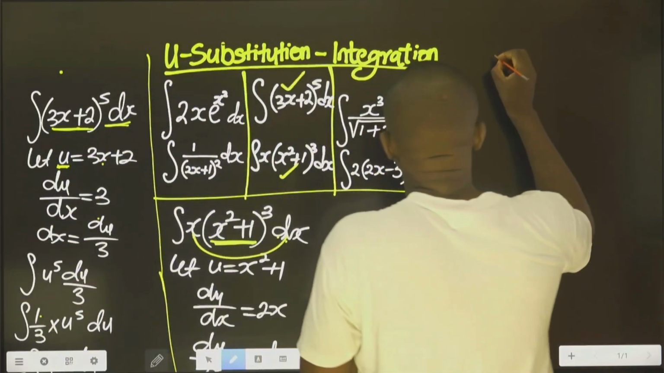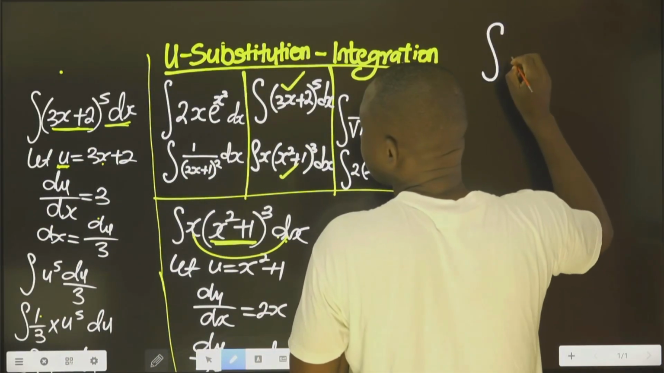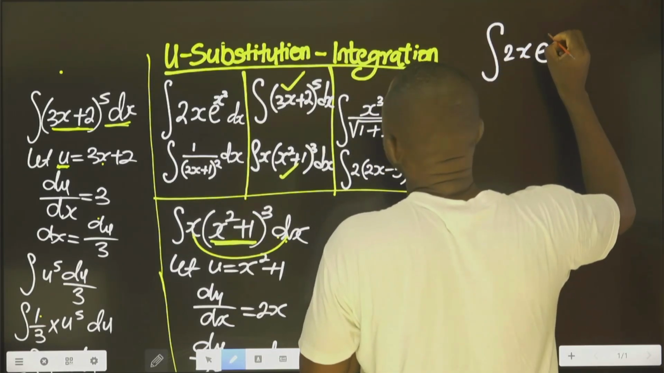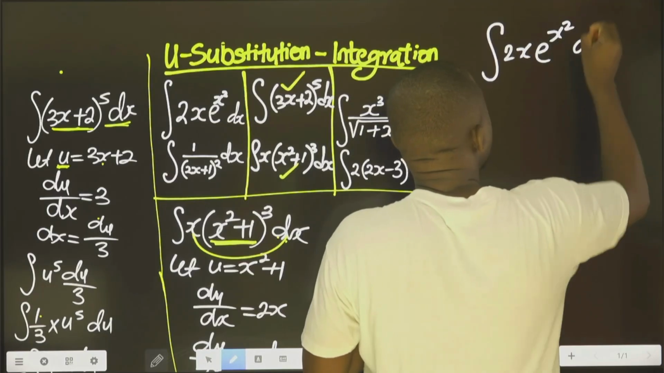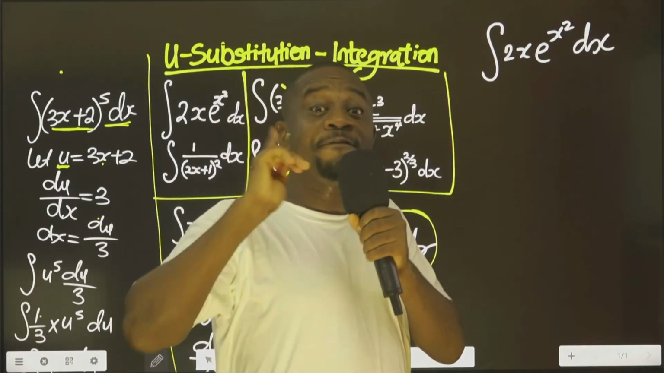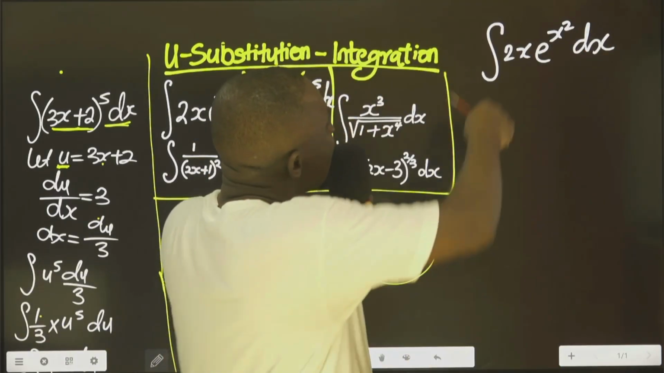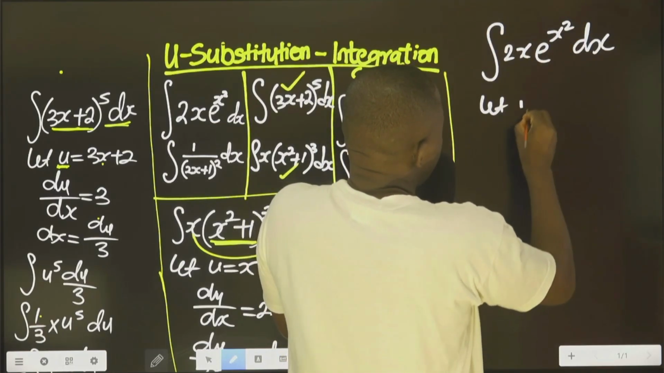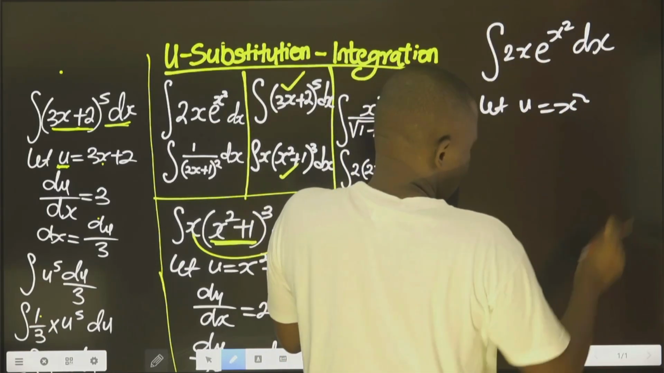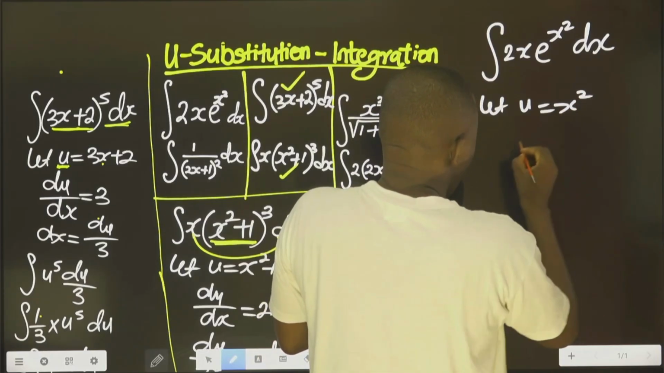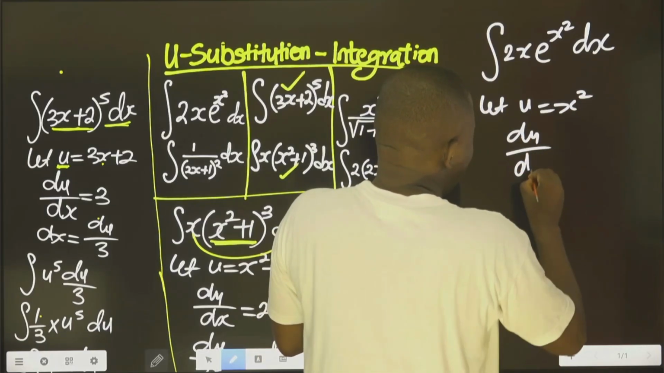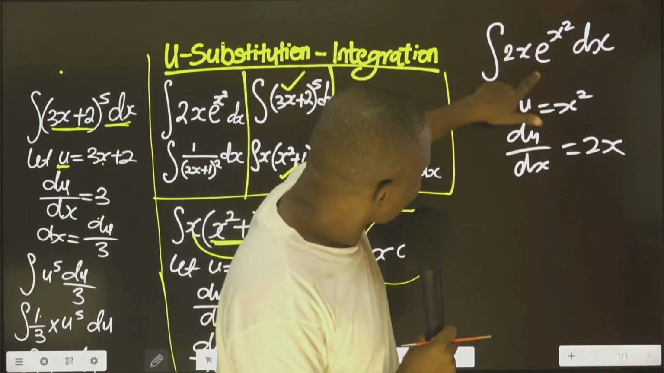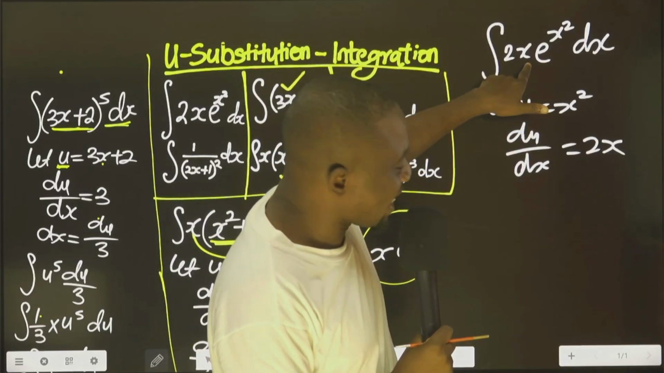This one says what? The integral of 2x e raised to power x squared dx. Okay? So the first thing you need to do is this. This is the odd guy here. We are going to replace it with u, u equals x raised to power 2. We now find du over dx to have 2x. Now, we have something for 2x here.